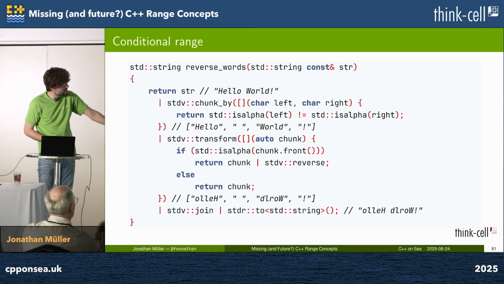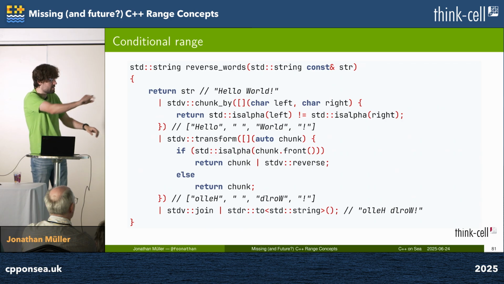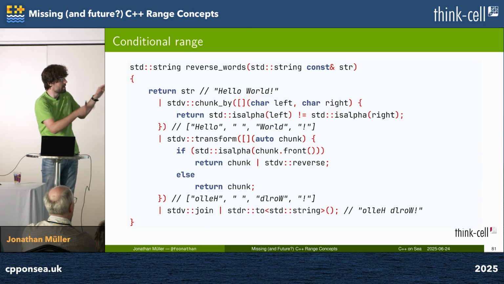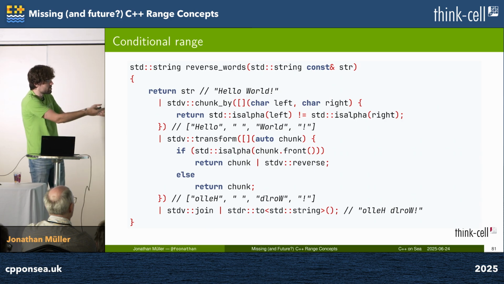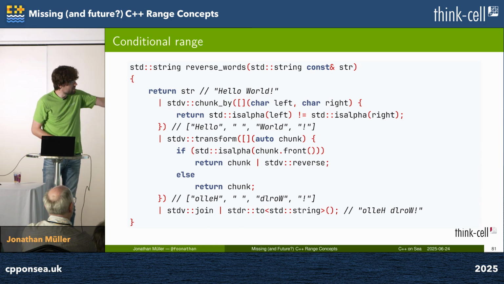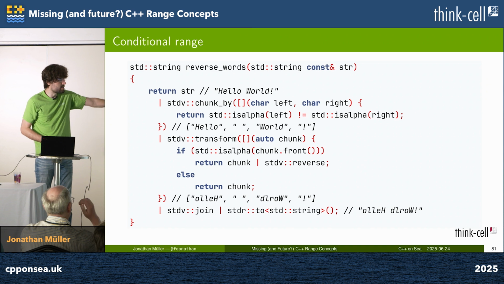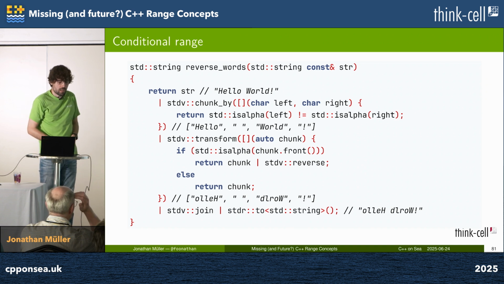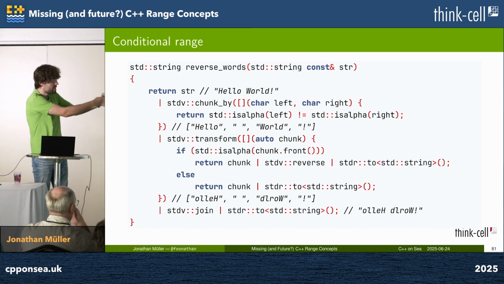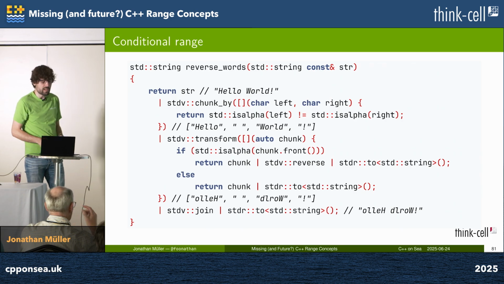So we start with hello world. The end result is all the words are backwards, but still in the same order. This is done by splitting the range into chunks, then transforming each chunk, and then joining it back together. And the problem with this code is that the transformation either returns the chunk or the reverse chunk. But these are different types, so it doesn't compile. Right? And one easy fix is to eagerly turn them both into std::string. And then it works because it's the same return type, but this is an eager allocation.